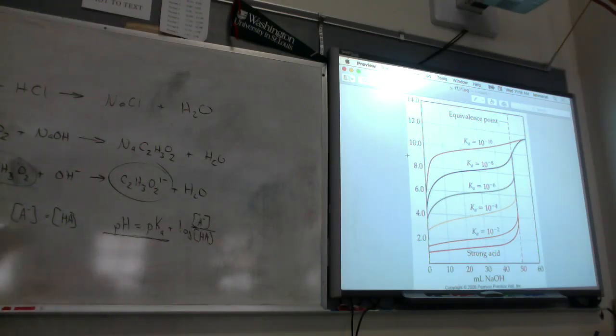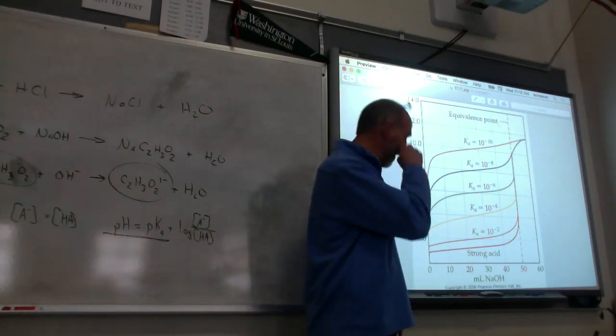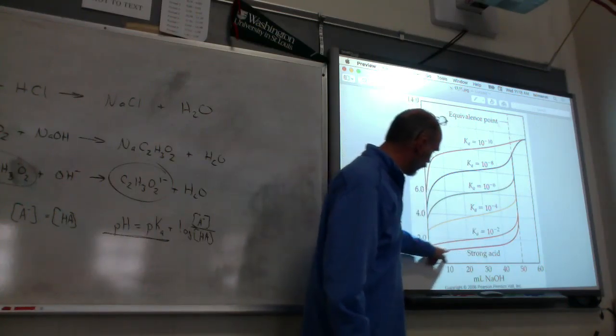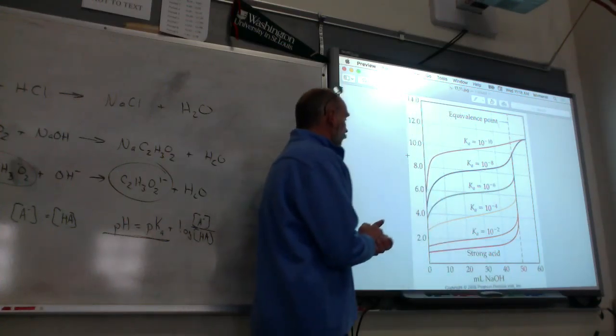Now, looking at this graph. Obviously, this is a nice graph. I think it summarizes a lot of things. We have our strong acid down here, starting around 0.1 or a pH of 1.